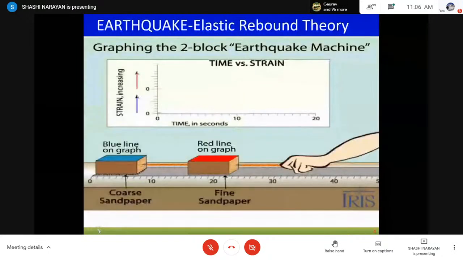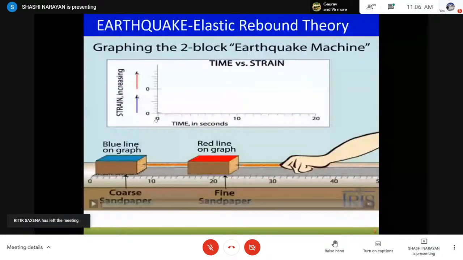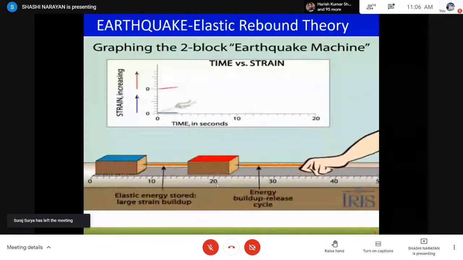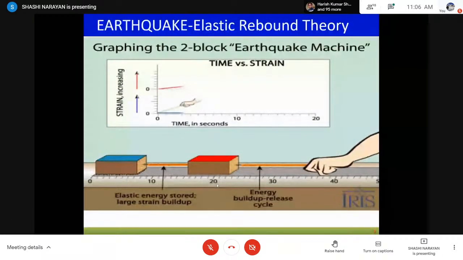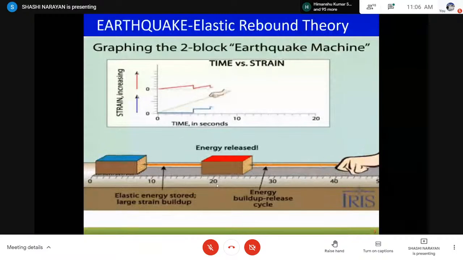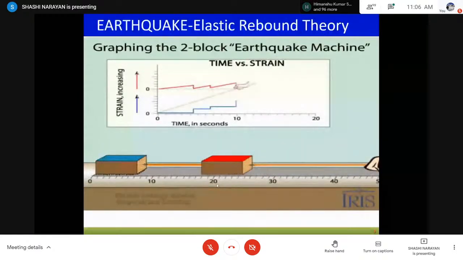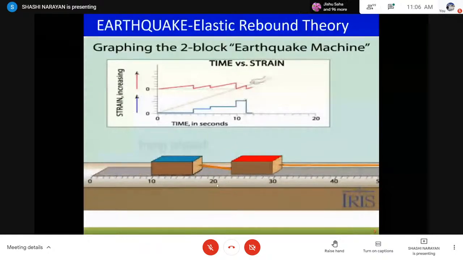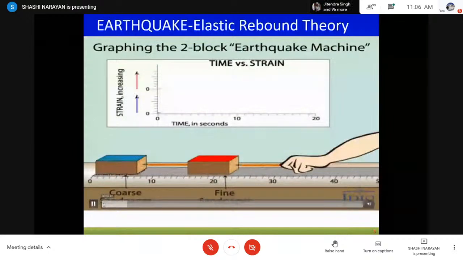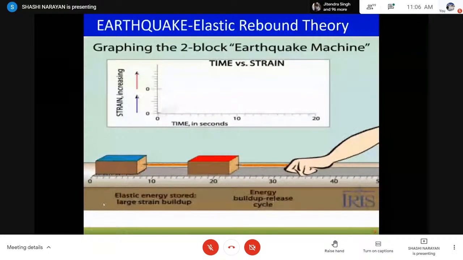So if we look into the strain versus time graph, like fine sandpaper, the frictional forces between these two are lesser, and the frictional forces between the other two are large. That is, when we have the coarser one, the frictional coefficient is large. Then you see that there is energy developed. If we look at the graph nicely, you see there is energy developed in the first one, and there is energy developed over here.